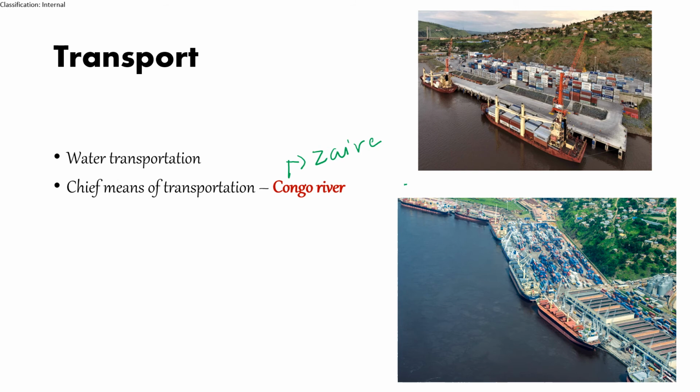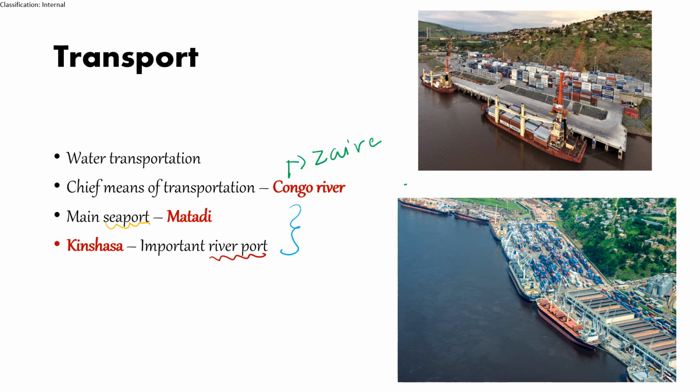Matadi is the main seaport of this country. Kinshasa, the capital of the Democratic Republic of Congo, is an important river port. You must know the difference between Matadi and Kinshasa. Matadi is just a seaport and Kinshasa is a river port. Know the difference or else you will lose marks in the exam. The Democratic Republic of Congo is developing fast.